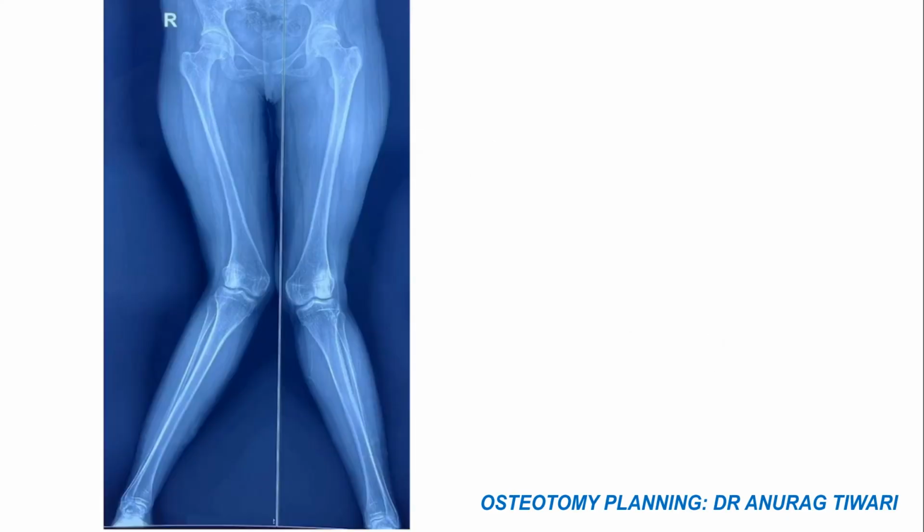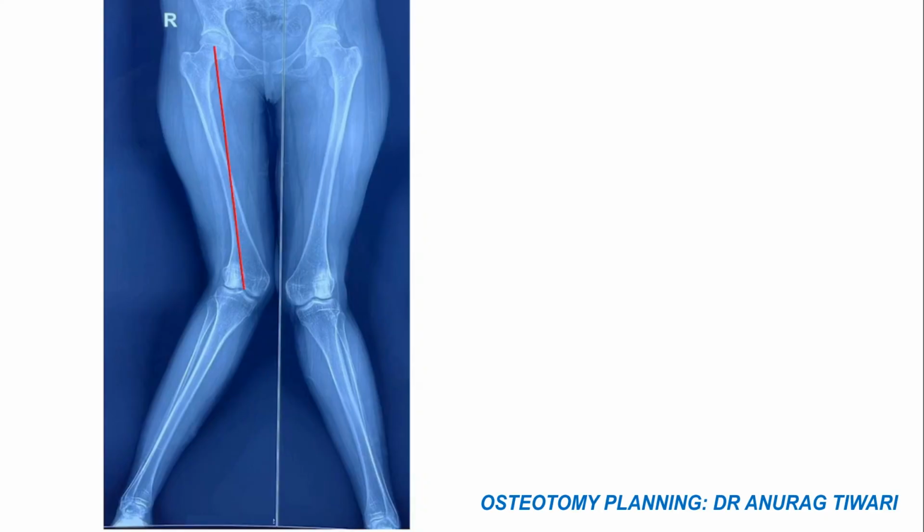So you need a scanogram. Scanogram is a hip, knee and ankle, a full length of the lower limb x-ray. In this you can see the hip, bilateral knee and bilateral ankle. So in this picture, as you can see, there is a severe valgus deformity of bilateral lower limbs. How will you decide? This is based upon your drawing the mechanical axis.